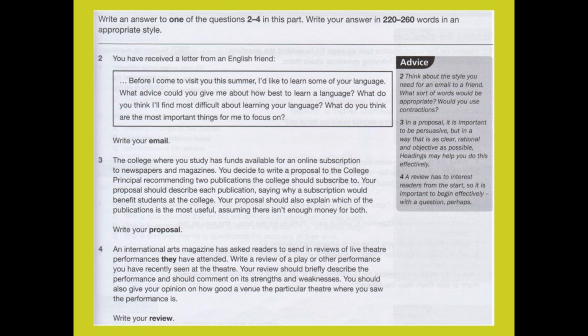As with Part 1, spend some time planning. Read all 3 questions carefully and think about which you would be most comfortable writing about. And again, remember that this can be invention. So for question 4, you can invent a live theatre performance you have attended. You can invent everything: the name of the play, its strengths and weaknesses, and the pros and cons of the theatre where you saw it.